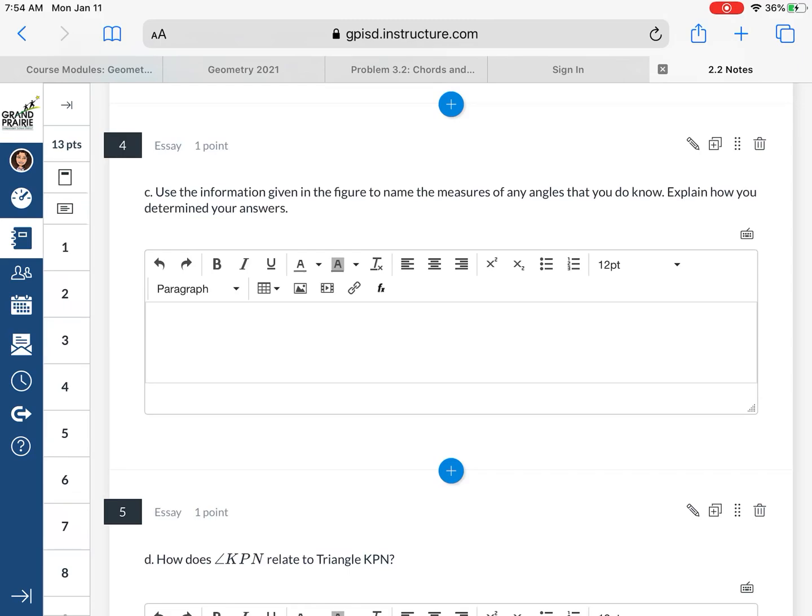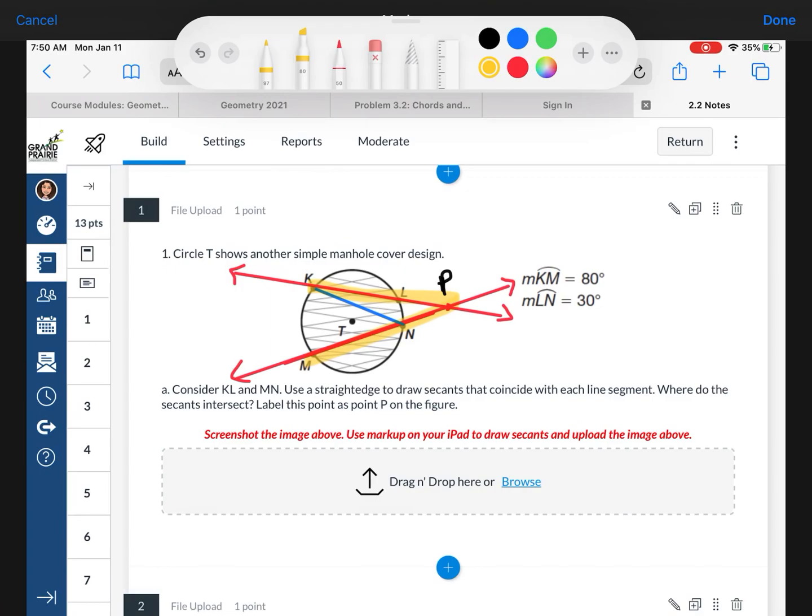Number 4 says, use information given in the figure to name the measures of any angles that we can find, and explain how we determine those answers. So is there another angle in this picture where we would be able to figure out its measure? Well, I just mentioned inscribed angle. Remember, an inscribed angle is an angle whose vertex is on the circle or at the edge. And so that one right there that I just highlighted is an inscribed angle. And we know that this angle right here measures 80 degrees.